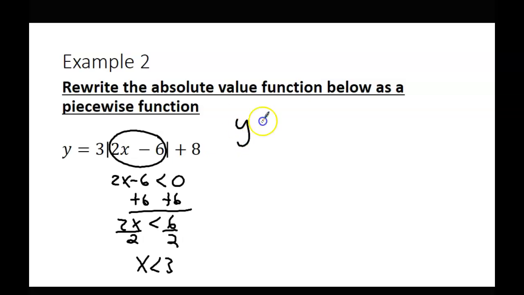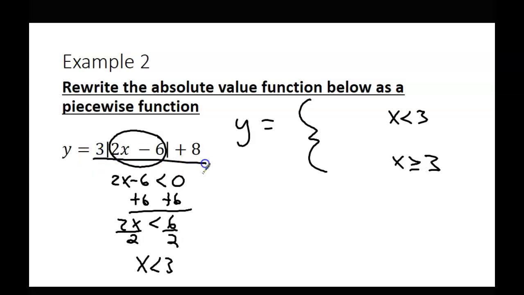Okay, here we go. So we're going to split this absolute value function up into two pieces. For one piece, it's going to be where x is less than 3. And for the other piece, it's going to be where x is greater than or equal to 3. And it doesn't matter which one you make equal to. Okay? Now, what did we say happens for the piece that's less than 3? The sign will change.